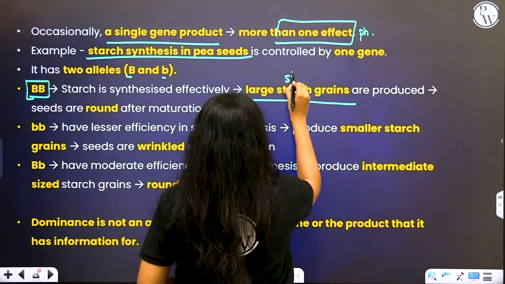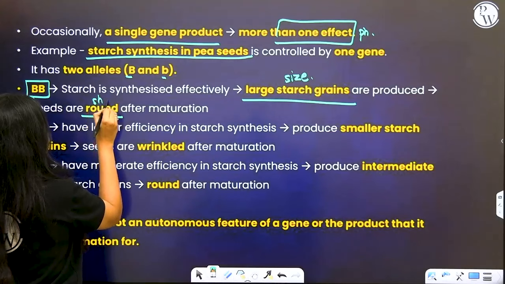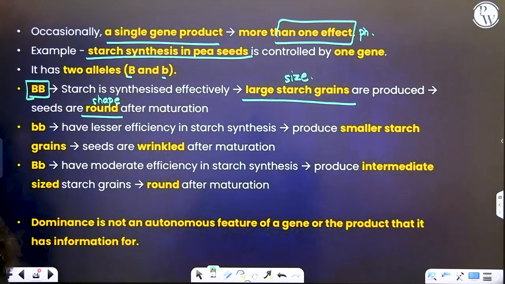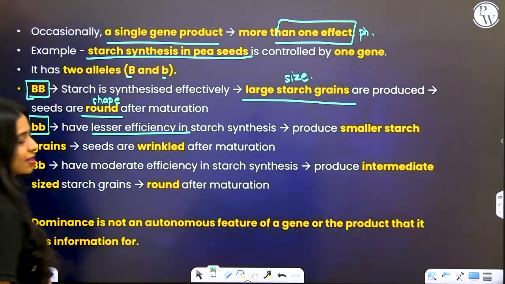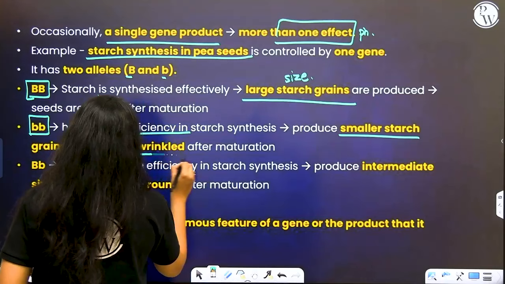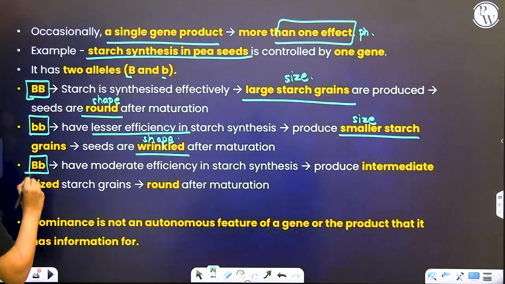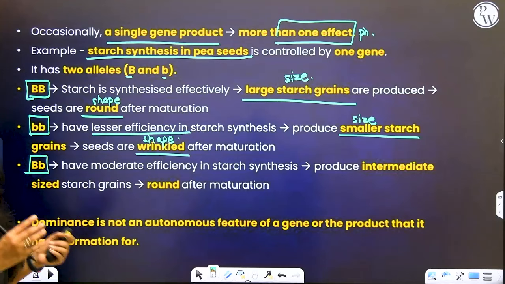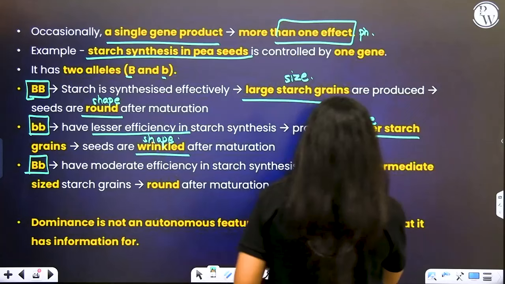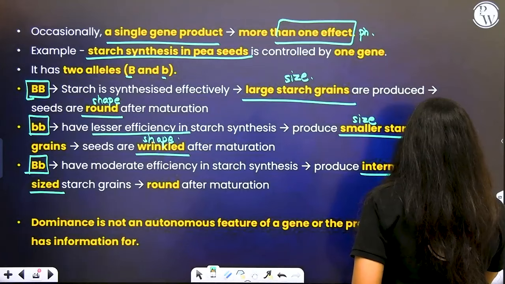This is the size. And the shape is round. This is the shape. So if it's capital B, homozygous dominant, it's large in size and the shape is round. If it is lowercase b, they are very inefficient in starch synthesis. The starch grains produced are very small in size and they have a wrinkled appearance. So the size is small and the shape is wrinkled. Now, if you consider the heterozygous condition, they have intermediate ability to produce starch grains, and whatever starch grains are produced are of intermediate size. Size is intermediate and shape is round.